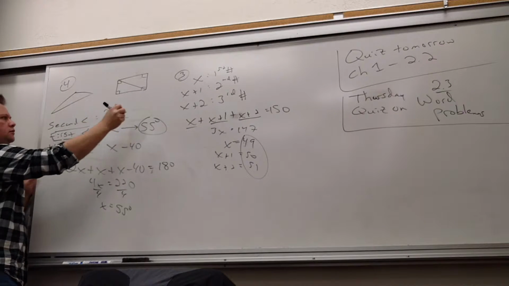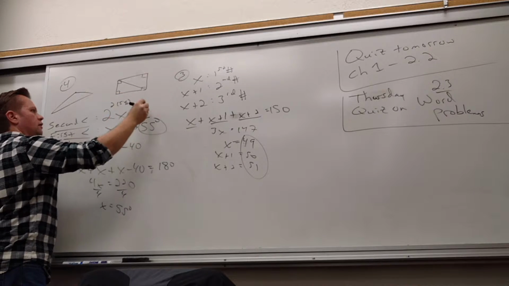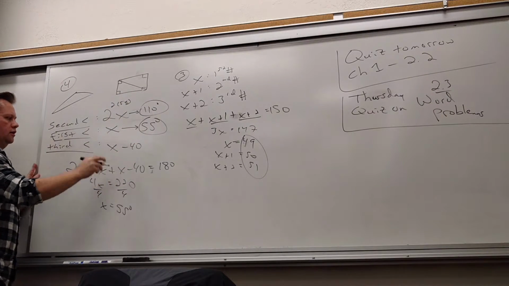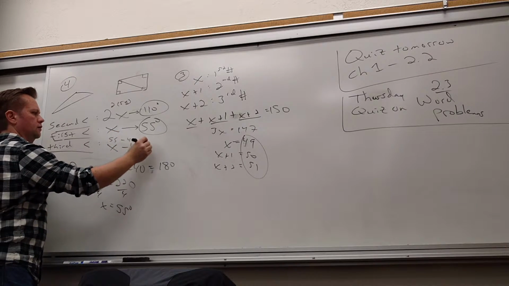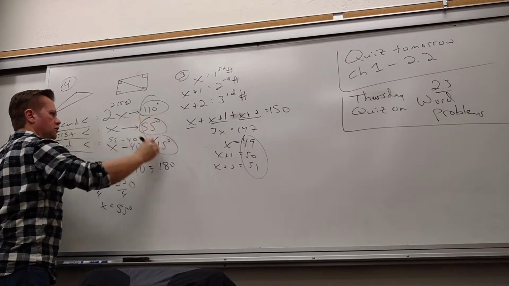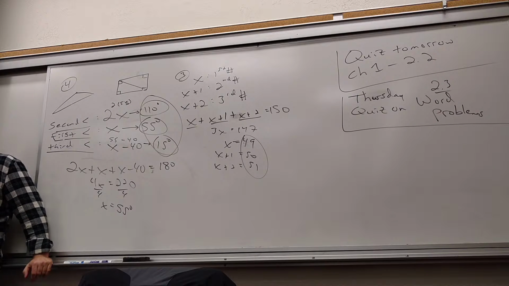So what's the second angle? Twice 55. 110. I like it. And then the third angle's got to be 55 minus 40, which is 15. And then to check yourself, do they do what they're supposed to do? They make 180. And you go, oh, thank God. All right, I like it.